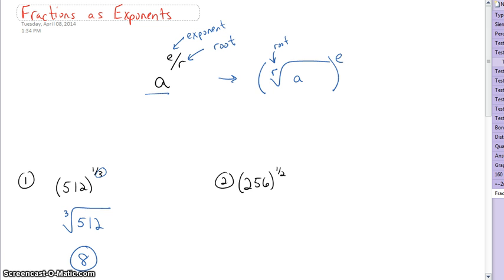Example 2, I'm looking for a square root. The square root. You don't have to write the 2 in there. It's understood. So you can write it in either way. The square root of 256, though, is 16.